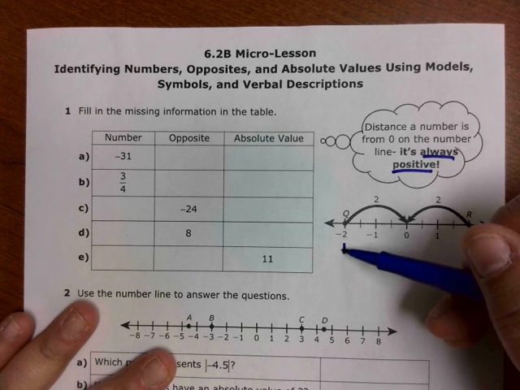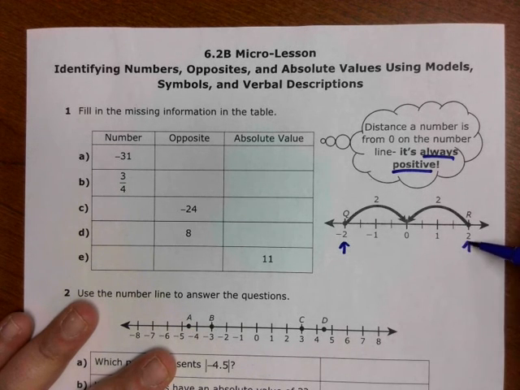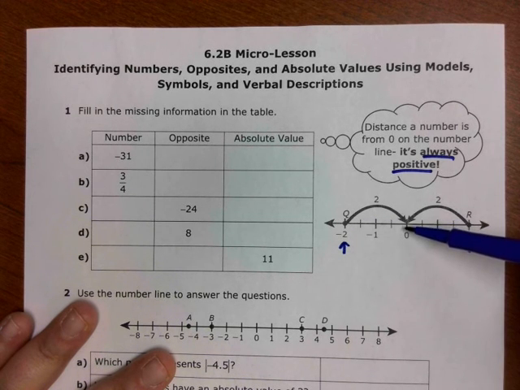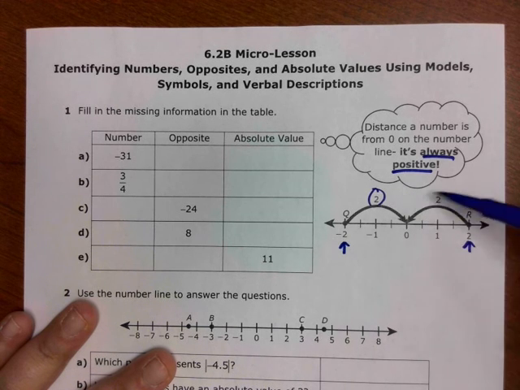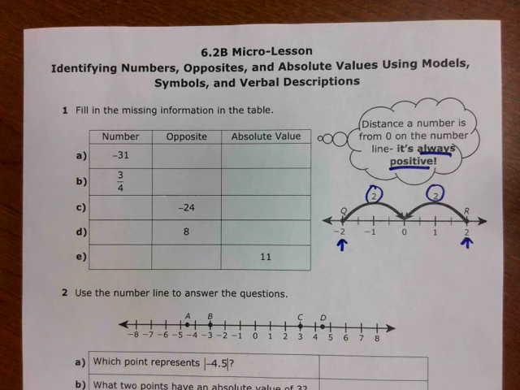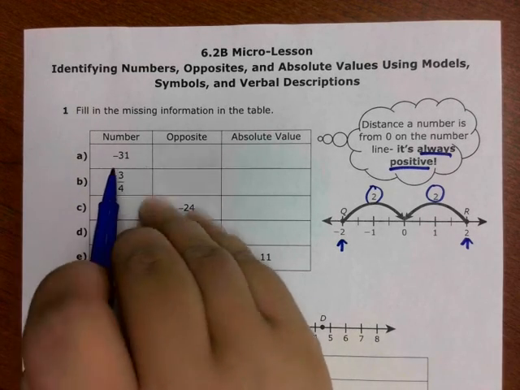So if we look at the number -2 and the number +2, -2 is 2 places away from 0. +2 is 2 places away from 0. So the absolute value for each of them is +2. All right, it's never negative. Absolute value is always positive. Very, very simple. All right, so let's start here.